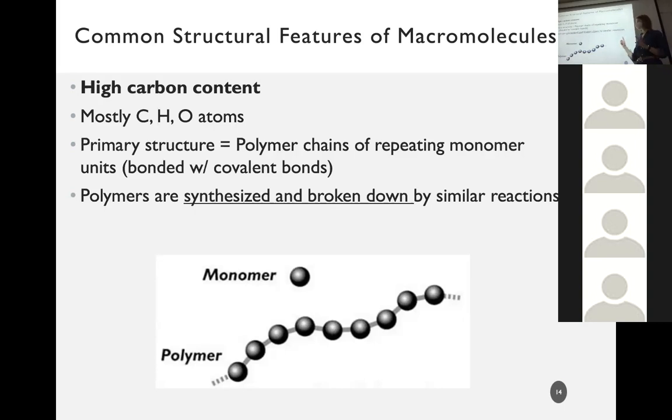And these bonds are basically made and broken in the same way, through the same reactions, whether it's a carbohydrate, a lipid, a protein, or a nucleic acid. So no matter what category the polymers fall into, the monomers will be bonded together through a specific type of reaction that I'll talk about, and they'll be broken apart by a specific reaction as well. So across all four of those categories.